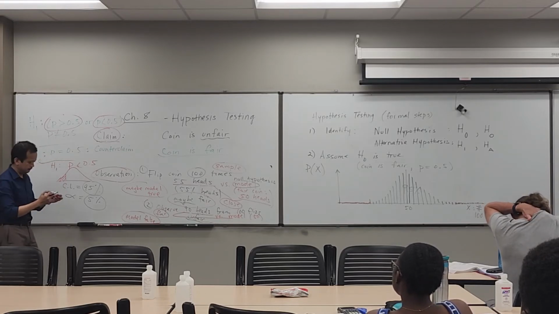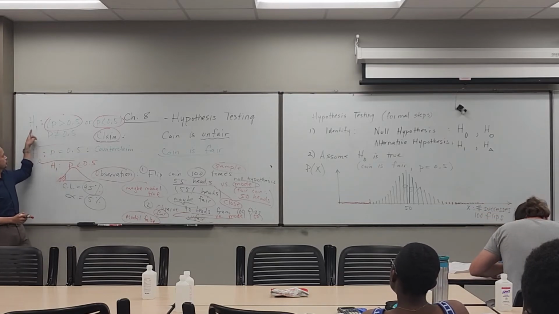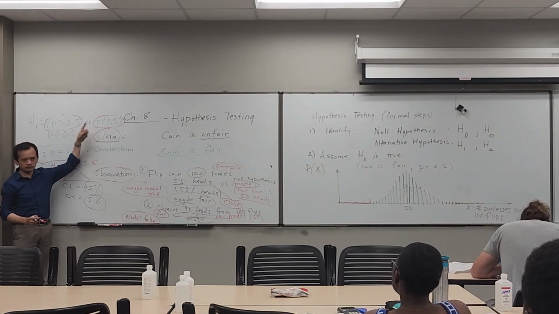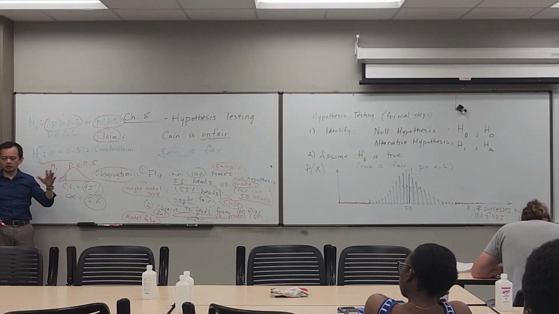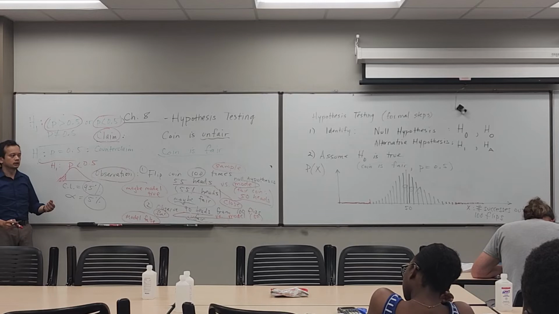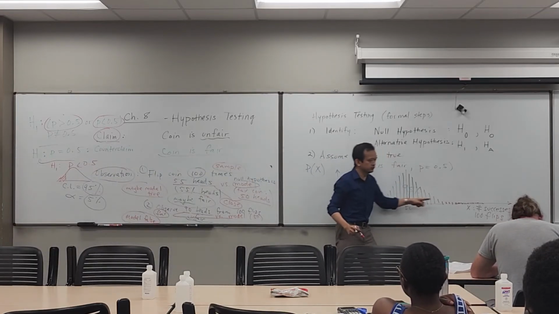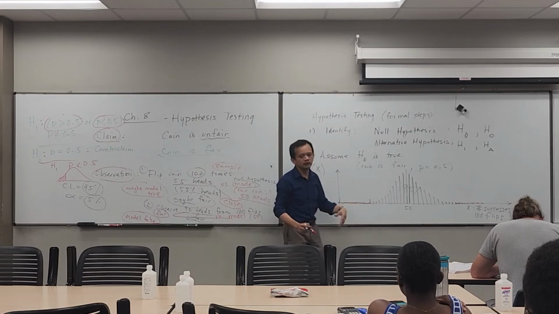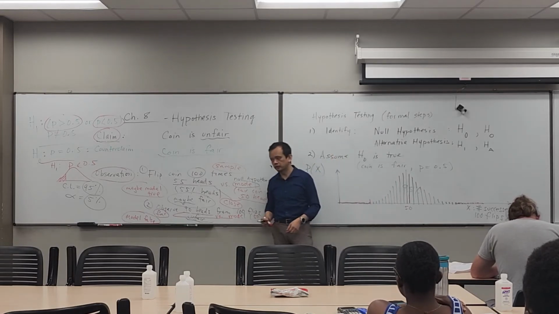So again, you can tell the number of tails involved by looking at H1 and looking at the number of inequalities. And alpha will always be distributed across all the tails evenly. If it's two tails, then each tail will be alpha over 2. If there's only one tail, then the full amount of alpha will be on that tail. Any questions?